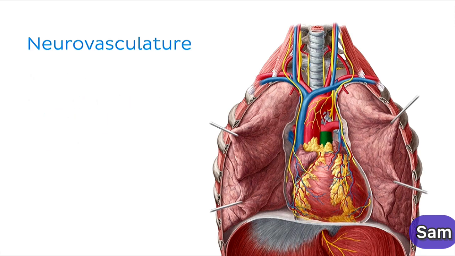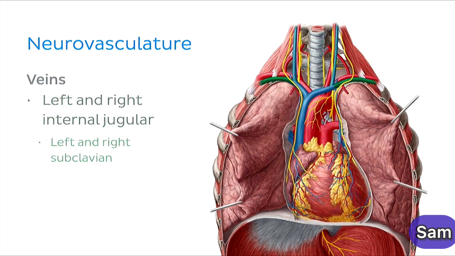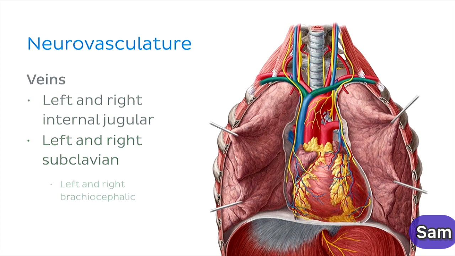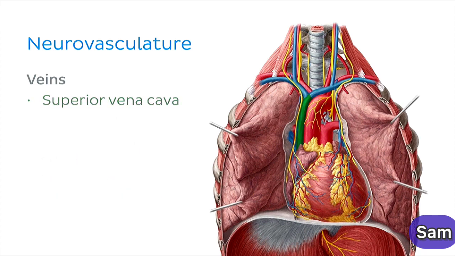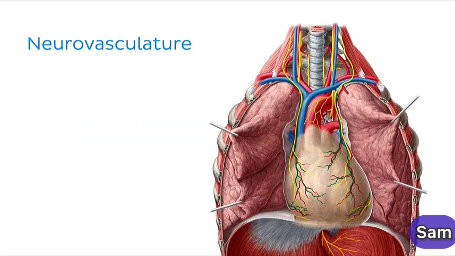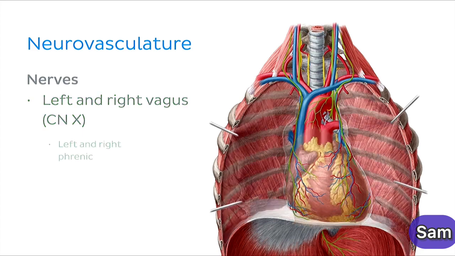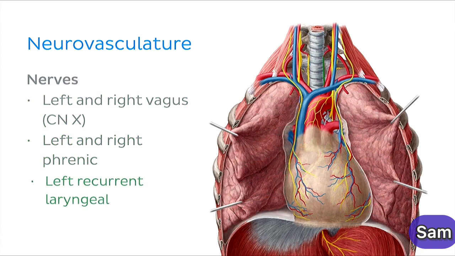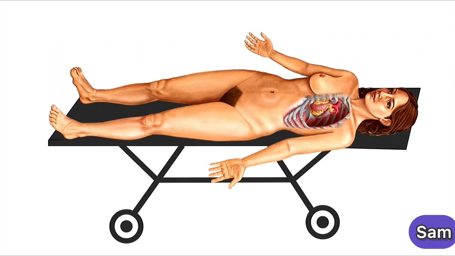And then we moved on to the veins, which included the left and right internal jugular, the left and right subclavian, the left and right brachiocephalic, the superior vena cava, and the pericardiacophrenic. We finished our neurovascular section by identifying some major nerves, the left and the right vagus nerve, the left and the right phrenic, and the left recurrent laryngeal. And we then wrapped things up by investigating some clinical notes on the thoracotomy and cardiac massage procedures. And that now brings us to the end of our tutorial on the heart in situ.